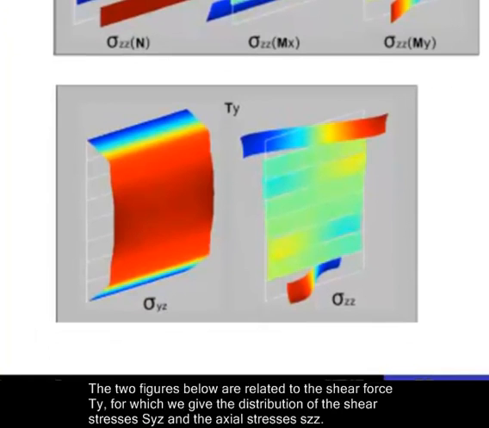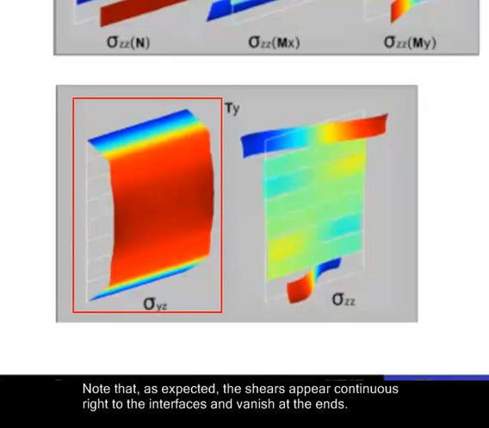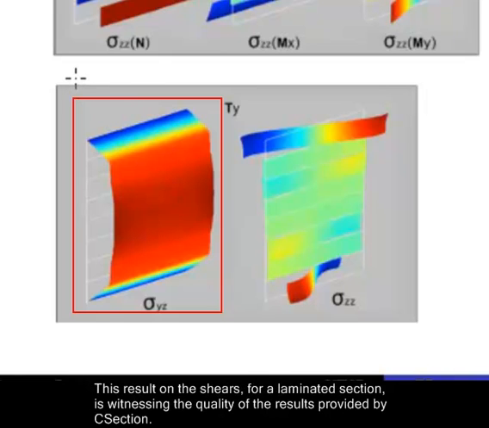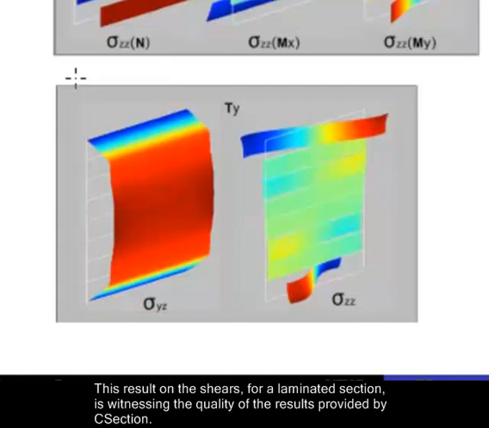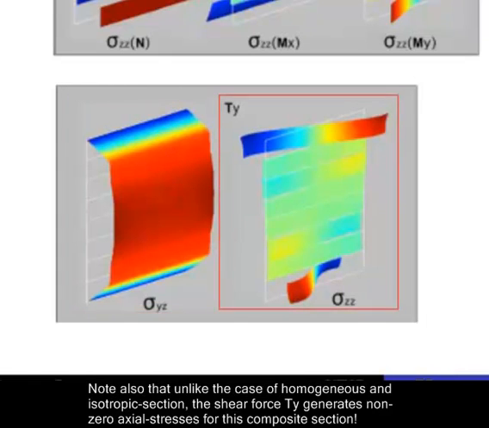The 2 figures below are related to the shear force Ty, for which we give the distribution of the shear stresses sigma yz and the axial stresses sigma zz. Note that, as expected, the shears appear continuous right to the interfaces and vanish at the ends. This result on the shears for a laminated section is witnessing the quality of the results provided by C-section. Note also that unlike the case of homogeneous and isotropic section, the shear force Ty generates non-zero axial stresses for this composite section.